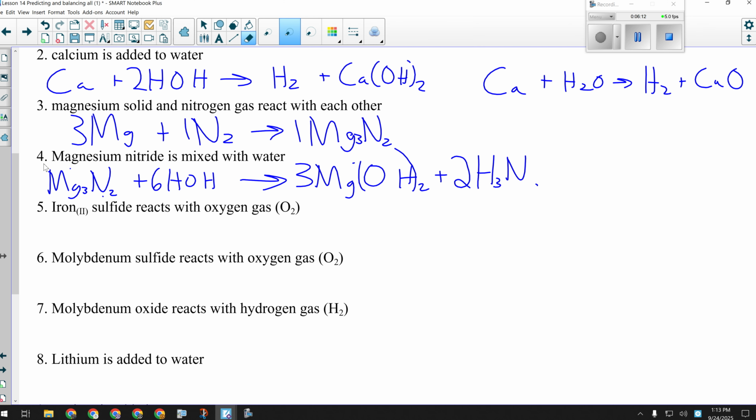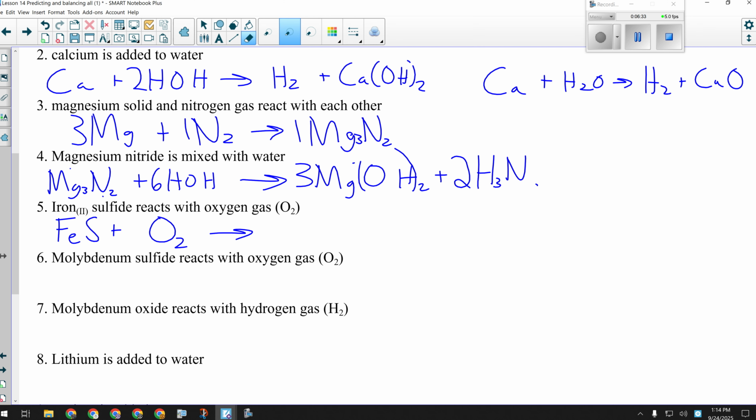Okay, number 5, we got a Roman numeral in this one. Okay, so definitely indicating an ionic compound. This is iron with the 2+ charge, with sulfur that has a 2- charge, so that compound is okay the way I wrote it. Reacts with oxygen gas, O2. Okay, what kind of reaction is that?